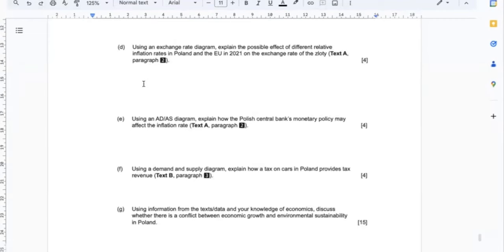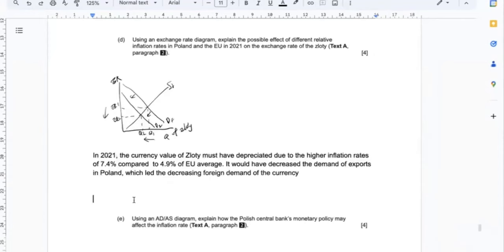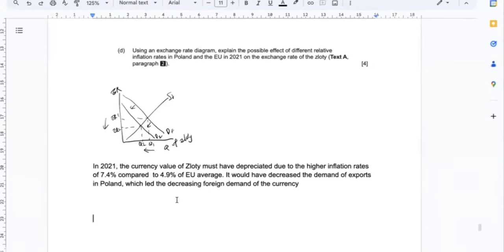Question D, using an exchange rate diagram, explain the possible effect of different relative inflation rates in Poland and the EU in 2021 on the exchange rate of the zloty. According to the text, in 2021, the currency value of the zloty must have depreciated due to the higher inflation rate of 7.4% compared to 4.9% of the EU average. So it would have decreased the demand for exports from Poland, which should lead to a decrease in foreign demand for the currency.